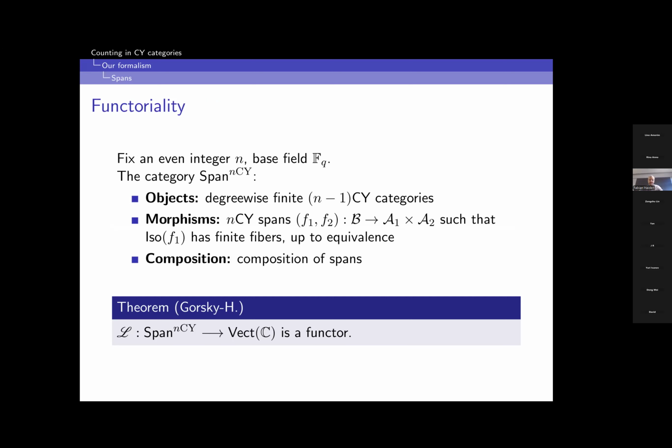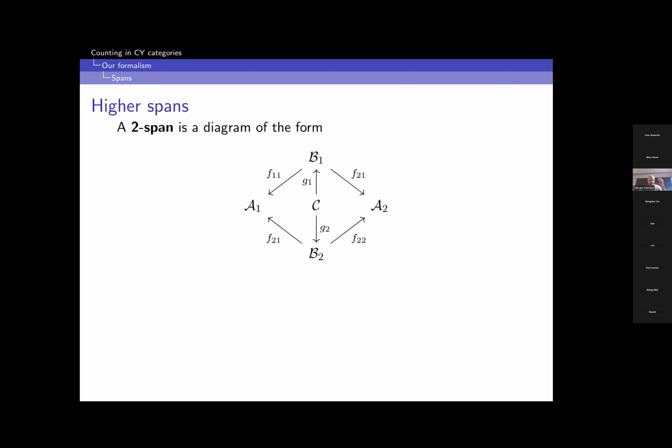Okay, that's the main result we prove about this L, and then we have some applications. But before I talk about applications, going back to what Jan mentioned, instead of having a span of Calabi-Yau categories, or of anything, you can talk about two-spans and higher spans. So as a two-span, I want to understand a diagram of this form.